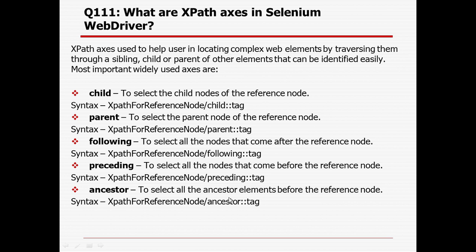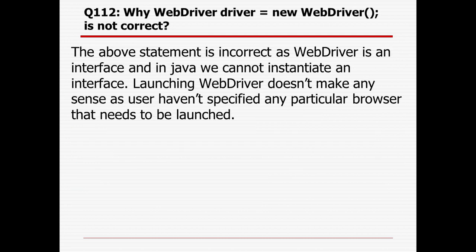So for that you need to use the word ancestor, right? XPath for the reference node, then the slash ancestor and the tag, right? Okay, so ancestor means whenever you are writing for child, you can go to the parent and grandparent, right? So you can create the XPath till the grandparent level using the ancestors.